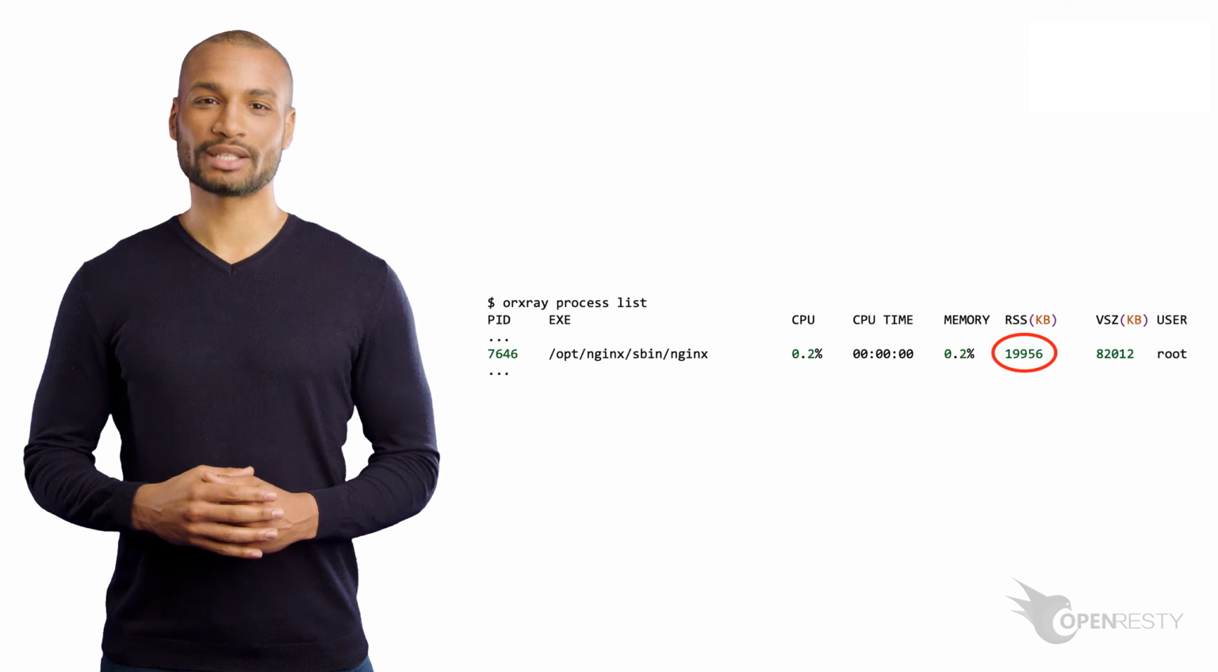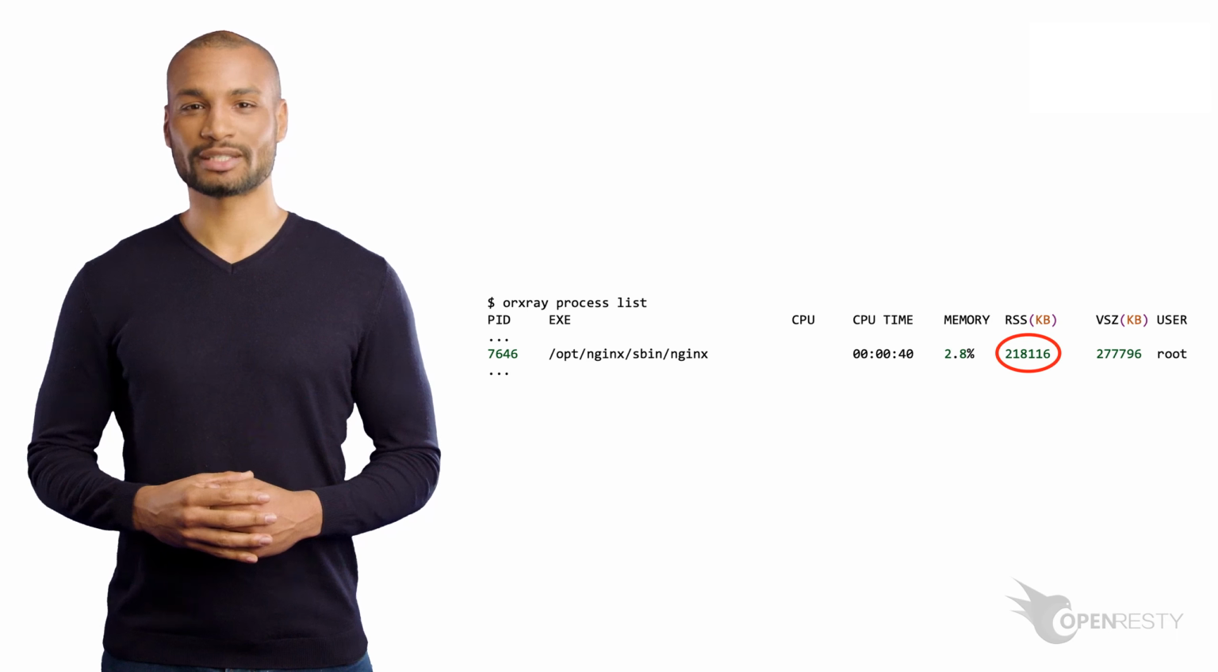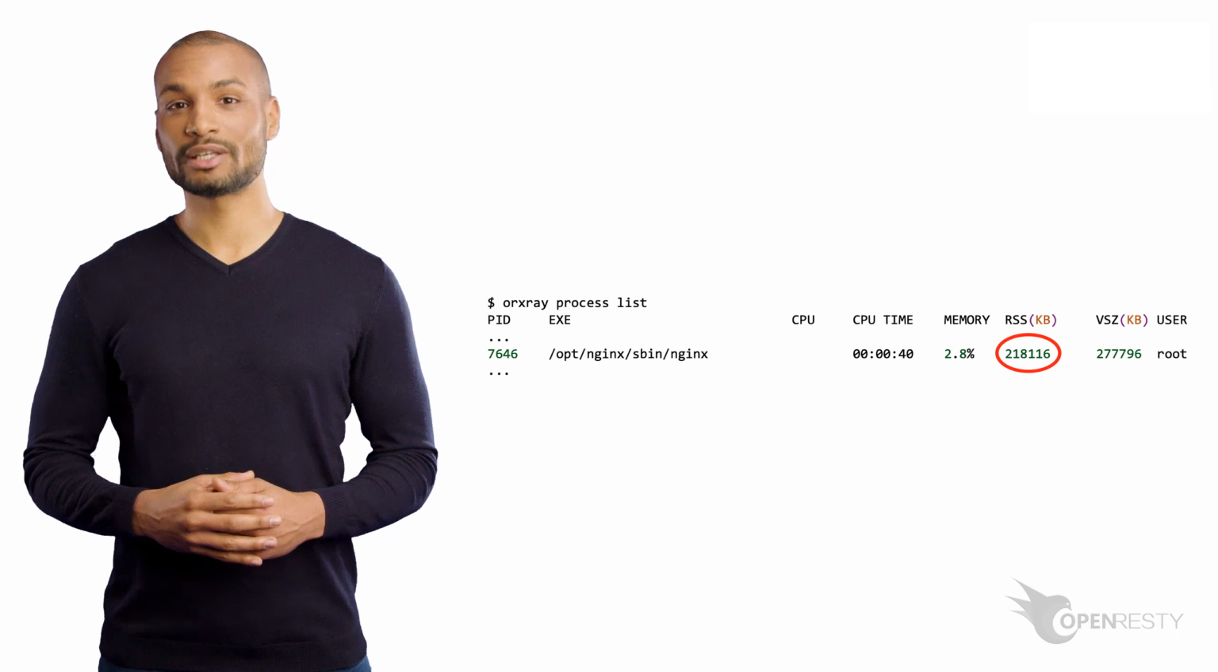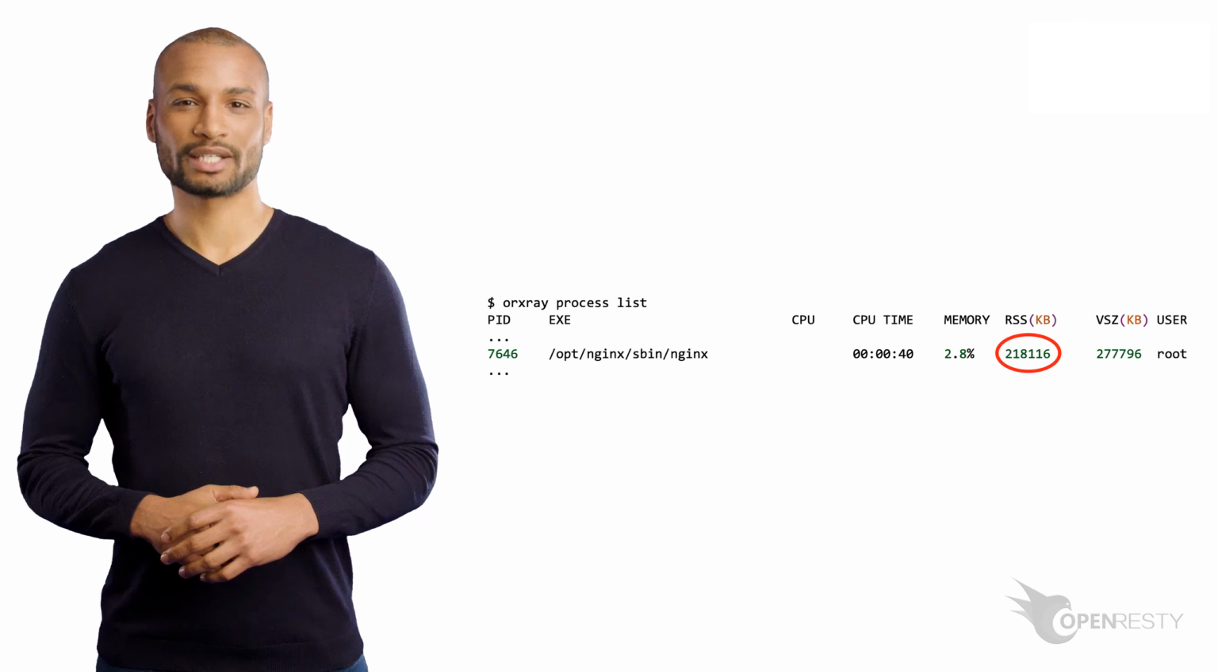Before we run any requests, the process memory snapshot looks like this. After we run work for 30 seconds, the process memory snapshot looks like this. The nginx worker process now uses 213 megabytes of memory.